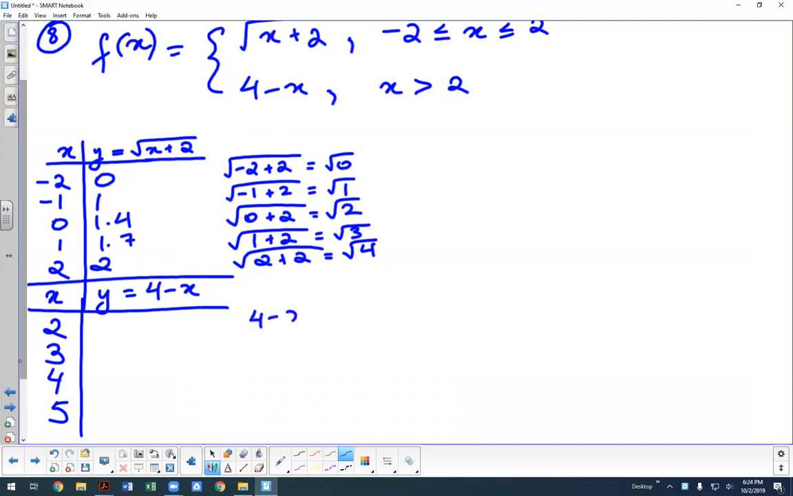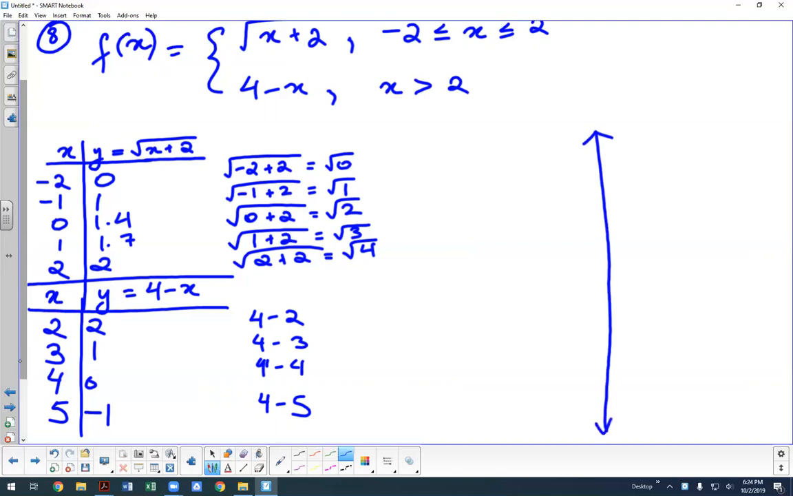4 minus 2 is what? 2. 4 minus 3? 1. 4 minus 4? 0. All right, 5 minus 4. 4 minus 5? -1. There we go. -1. Okay. So go ahead, draw your graph, see what it looks like till I catch up with you.